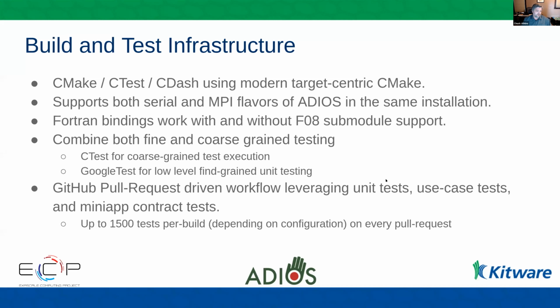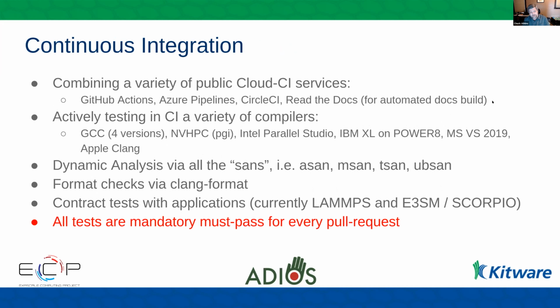We use a variety of different testing infrastructures for fine-grain and coarse-grain testing. Each one of our builds that we run in our development workflow has up to 1,500 tests that we run on every pull request, and that's per build. We run close to 28 different builds for every pull request. Our continuous integration is built on a variety of public cloud CI infrastructure using GitHub Actions, Azure Pipelines, CircleCI, a whole slew of things. We're testing a variety of GCC versions, PGI versions, Intel Parallel Studio, even the IBM XL compilers on Power 8, Microsoft Visual Studio, and Apple Clang. All of these are tested on public CI infrastructure on every single pull request. We have dynamic analysis with testing for undefined behavior, memory.